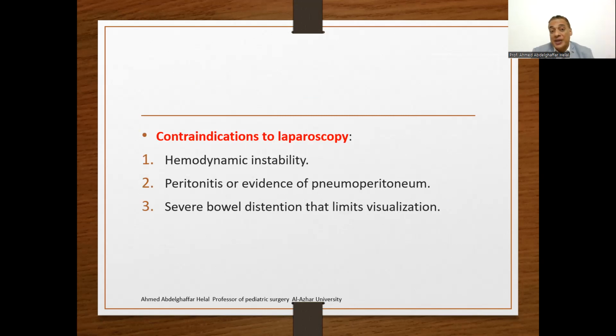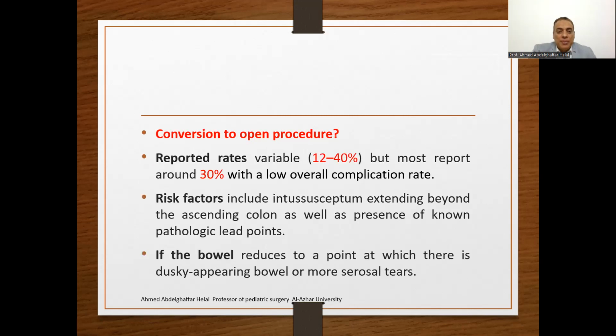Contraindications to laparoscopy are hemodynamic instability, peritonitis or evidence of pneumoperitoneum, and severe bowel distension that limits visualization. And this is a very important limitation. In case of intussusception with intestinal obstruction, there are many dilated loops, so laparoscopy may be very difficult and it is hard to get a space inside. So if there is severe bowel distension that limits visualization, laparoscopy is contraindicated, and you may need to perform open access or open surgery.